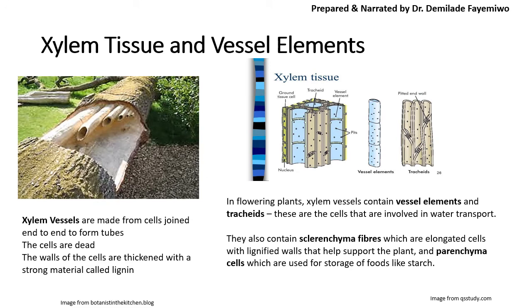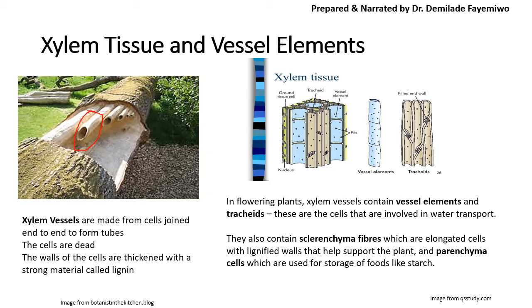Now let us go into xylem in detail. Now xylems are simply tubes, right? If you look at this image over here, you can see that the xylem, it's like a long tube, and they are made from cells that are basically joined from one end to the other. So think of it as you trying to make a long pipe.